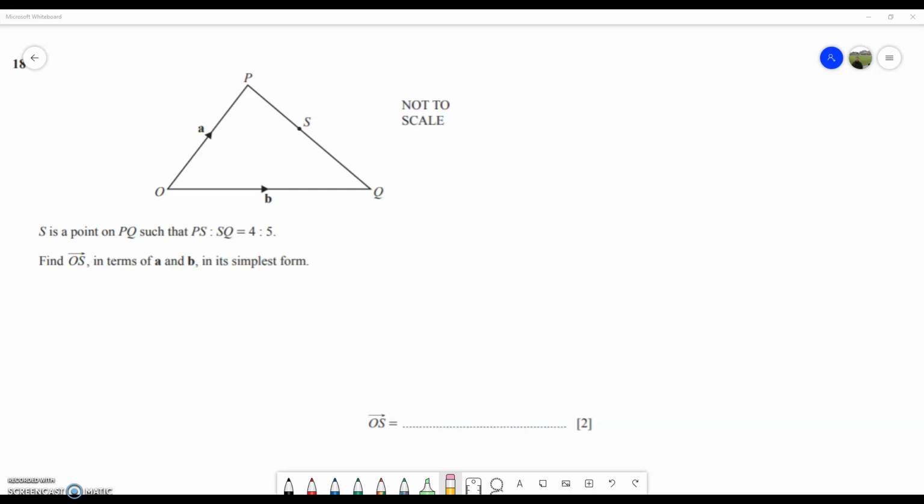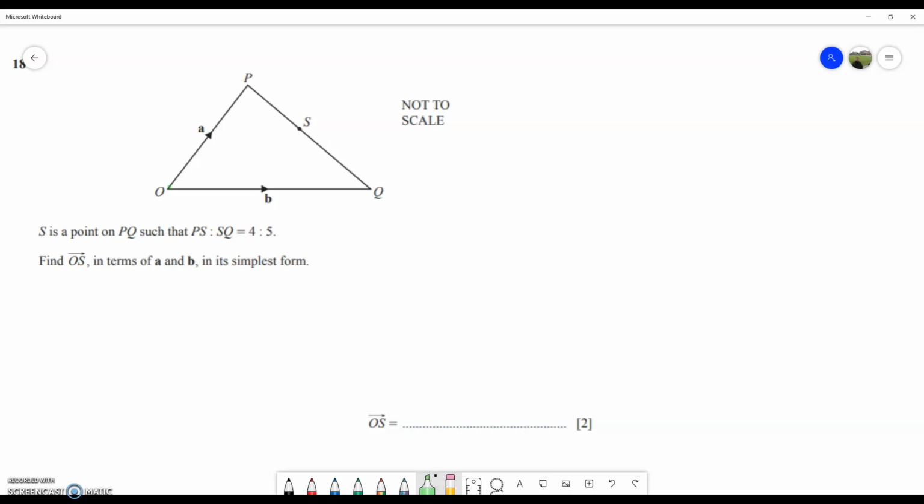Okay, so in this question we're looking at vectors. The key bit of information we need to remember is that any vector is also the sum of any path to that vector. So this question is laid out that we have some information already.